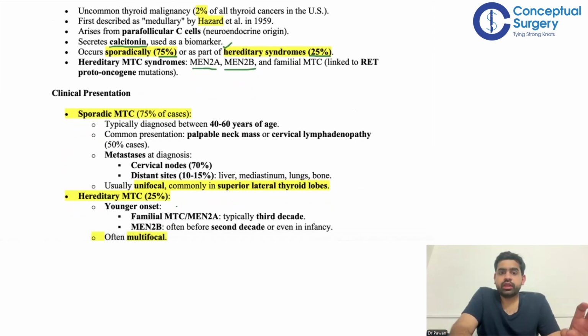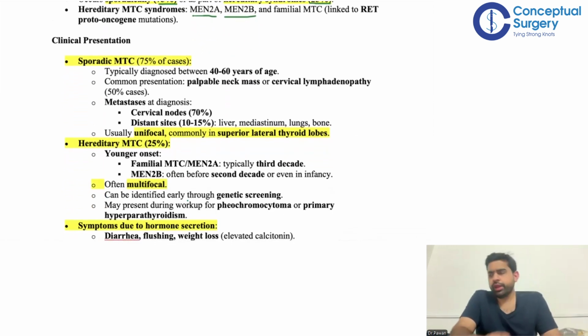Now, let us talk about the clinical presentation. How will the patients present to you? 75% of the medullary carcinoma thyroids, as I told you, are sporadic in nature. They are typically diagnosed between 40 to 60 years of age. Now, the common presentation is a palpable neck mass.